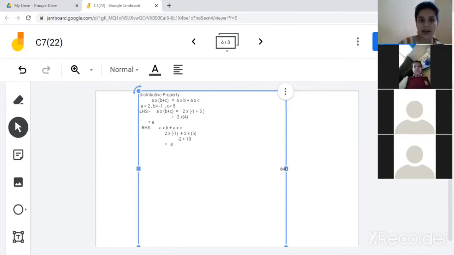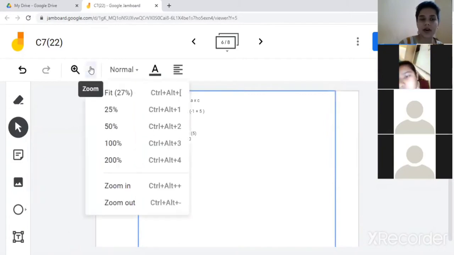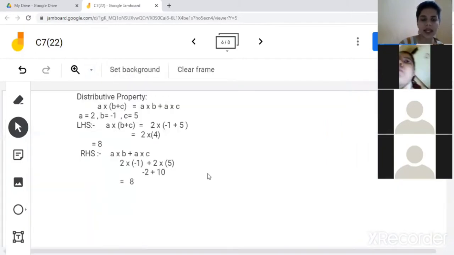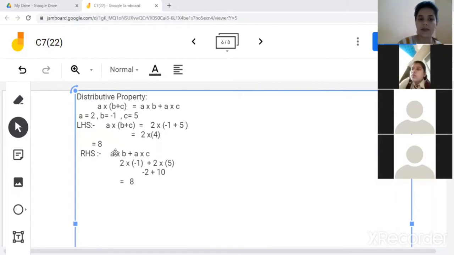So we can say, children, that if we do multiplication after addition, or if we do multiplication of both the numbers first and then add, it will not affect our result. Understood? Now what is the meaning of this? If we add two numbers first and then multiply with the first number, or multiply first and second number and then add with the multiplication of first and third number, it will not affect our result.